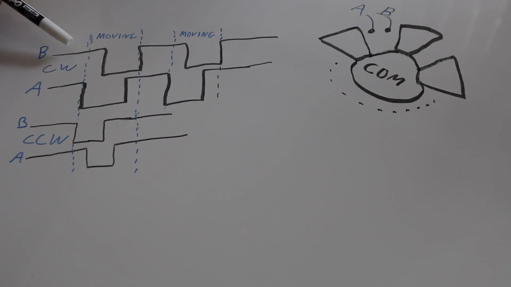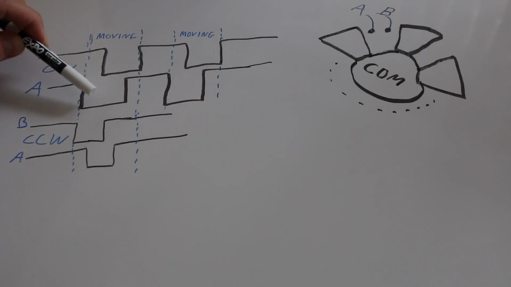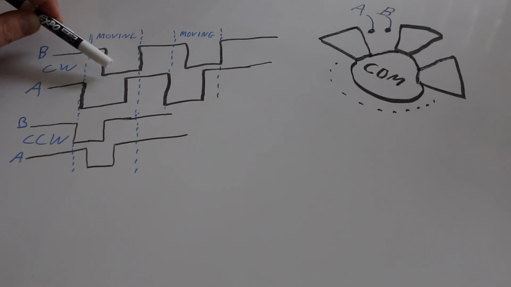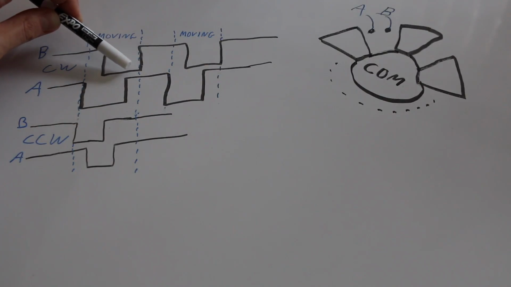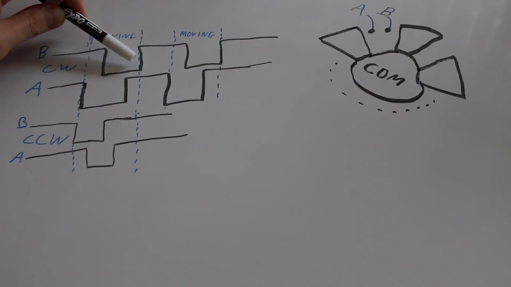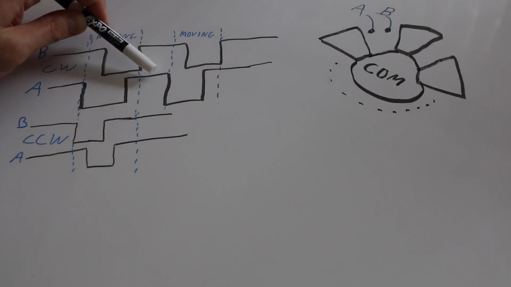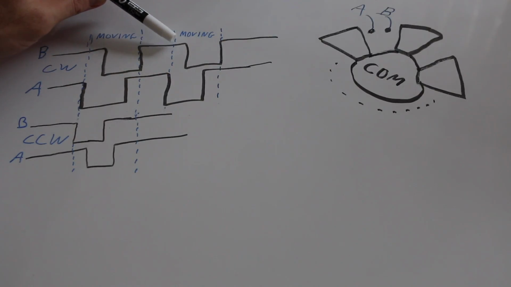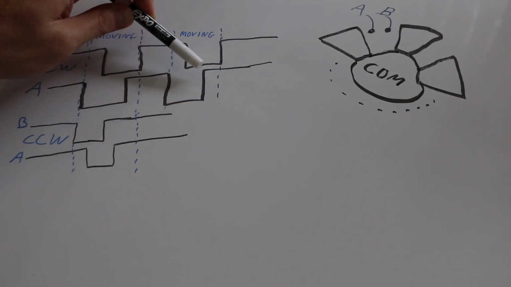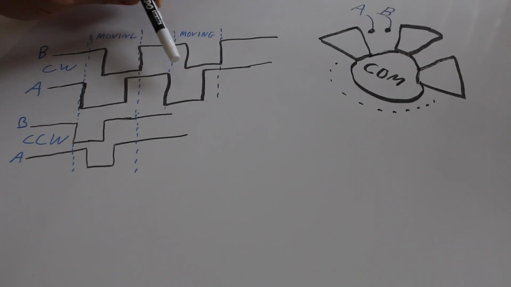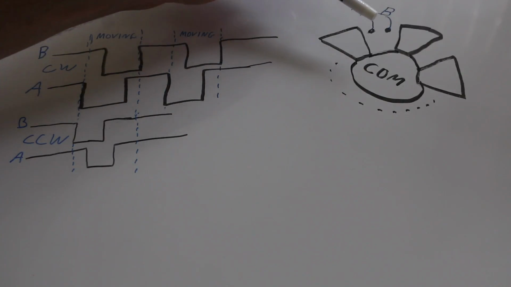When nothing's happening, A and B are pulled high. When it starts moving clockwise, A will go low, and shortly after, B will go low. So for this time, B is high, A is low. The next state would be B is low and A is low, and when the tab moves on through, B is still low, but A is now released high, and then finally B is released high, and we're back to an idle state. A and B are high. If you move again clockwise, the same thing happens. A goes low, then B, then A goes high, and B goes high. So this sequence is guaranteed by the mechanics of this.